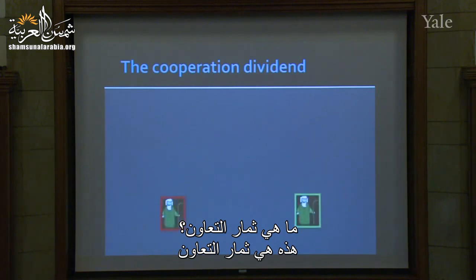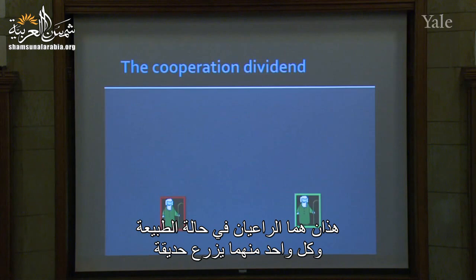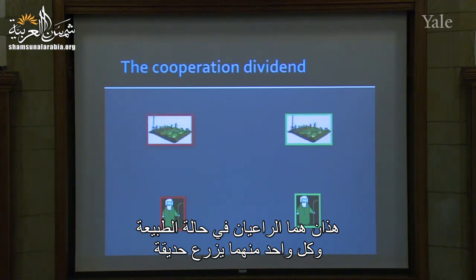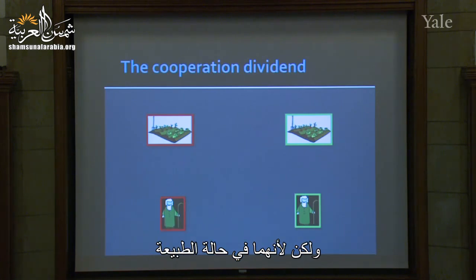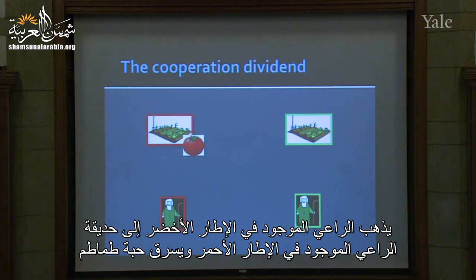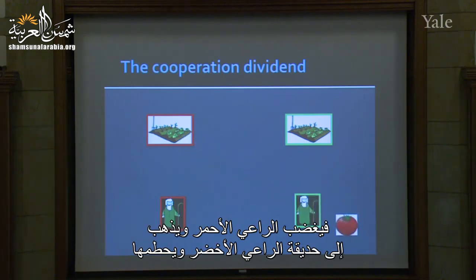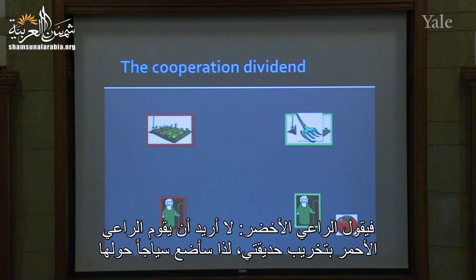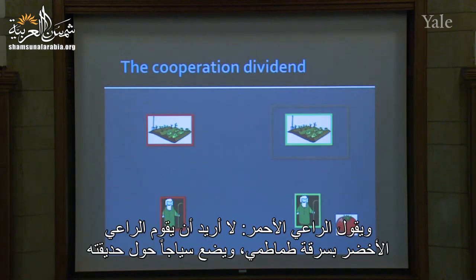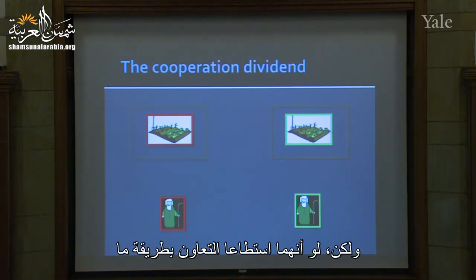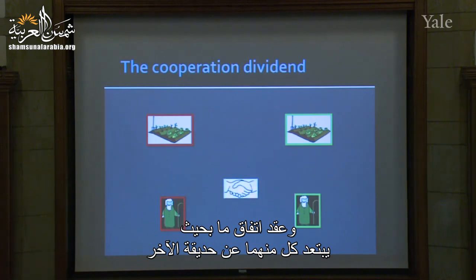What's the cooperation dividend look like? Well, it looks like this. Here are our two shepherds in the state of nature, and each of them grows a garden. But because it's the state of nature, the green guy goes over to the red guy's garden and steals a tomato, and the red guy, angry at the green guy, goes over to the green guy's garden and smashes it up with his pitchfork. So the green guy says, I don't want the red guy smashing up my garden with his pitchfork. I'm going to put a fence around my garden, and he uses his effort to do that. And the red guy says, I don't want the green guy stealing my tomatoes, and he puts a fence around his garden.